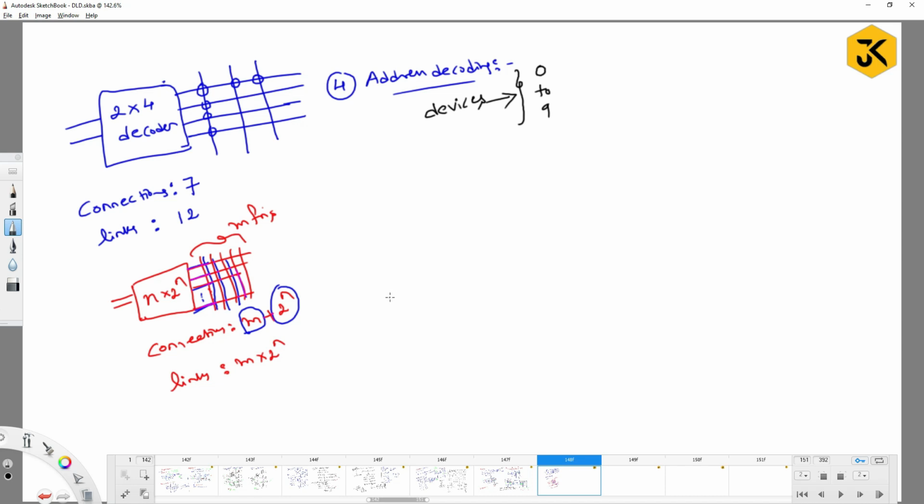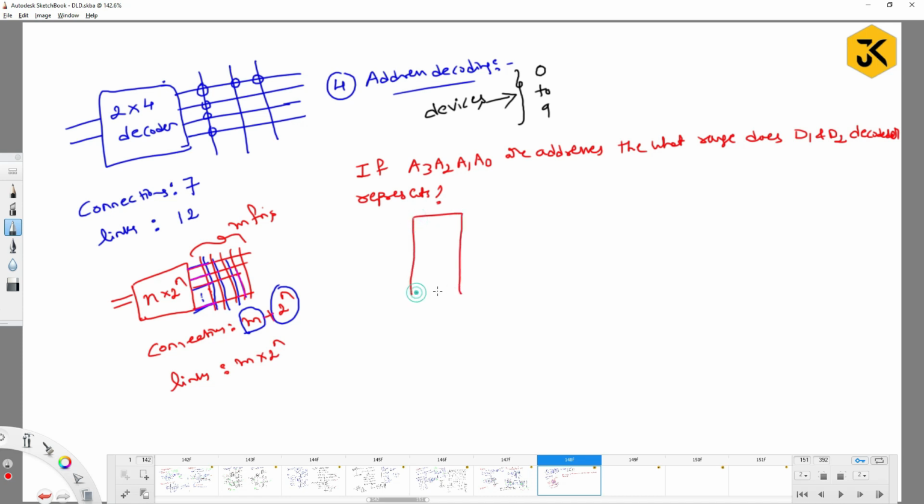Okay, for example, let me write a question. If A3, A2, A1, A0 are addresses, you can note down, then what range do the D1 and D2 decoders represent? And they have given a circuit here. The circuit will look like this.